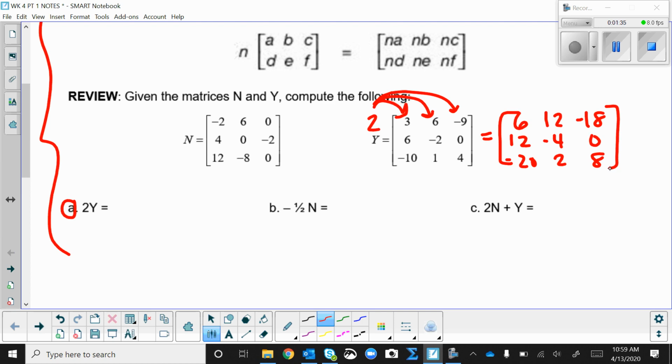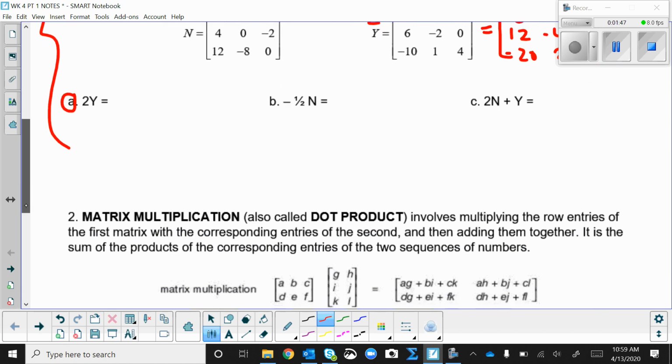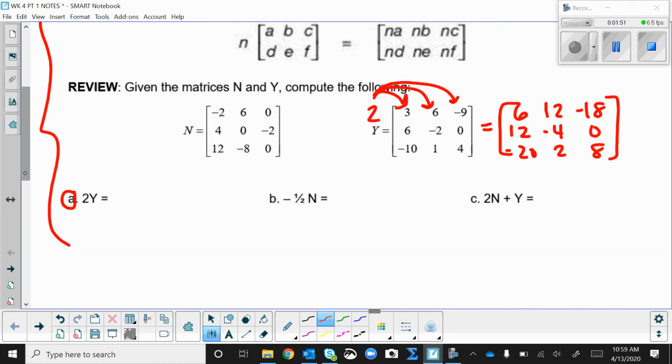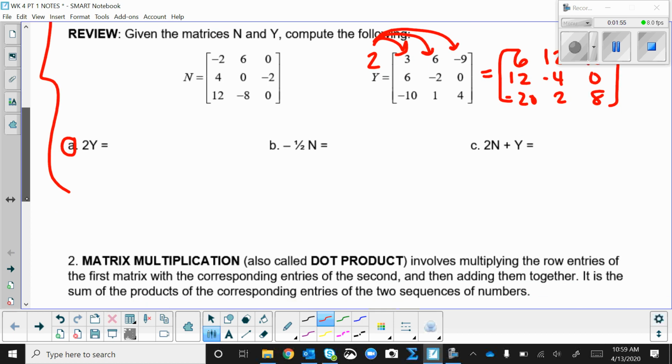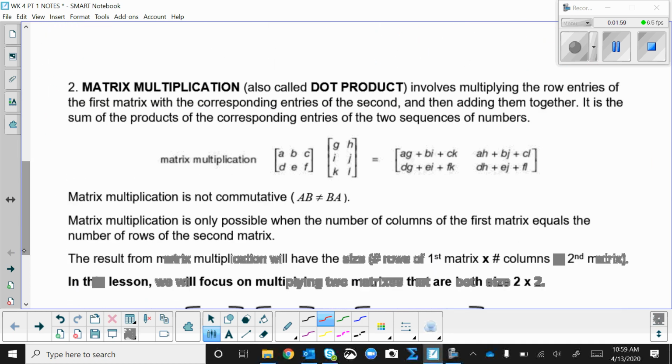I won't work B and C for you, but pause the video right now and try them out, and then go check your work on the filled out notes that you have. All right, so this was again called scalar multiplication. You take one matrix, you multiply it by a constant. But today we're going to take one matrix and multiply it by another matrix.